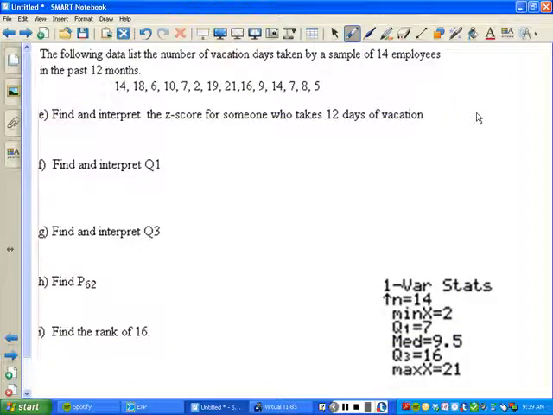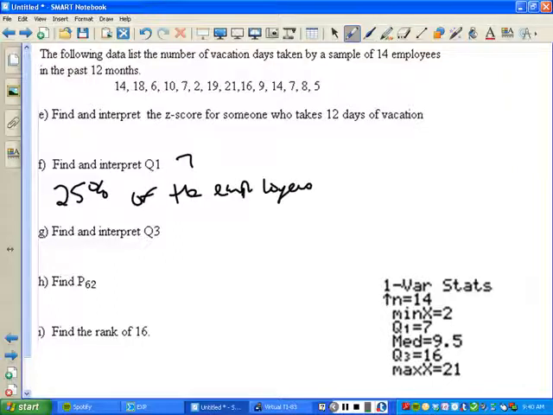All right, so how do you find and interpret Q1? Well, Q1 is given to you on the calculator, so Q1 is 7. So how do you interpret 7? 25% of the employees took fewer than 7 days.